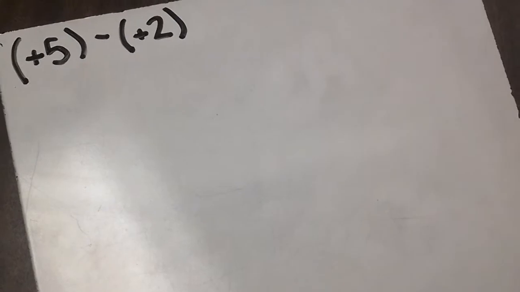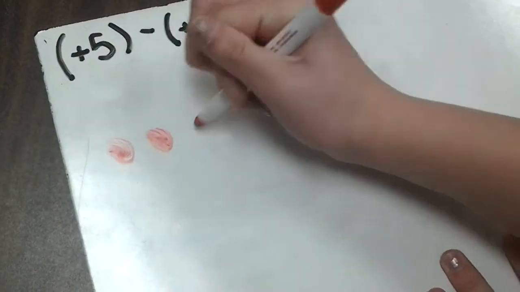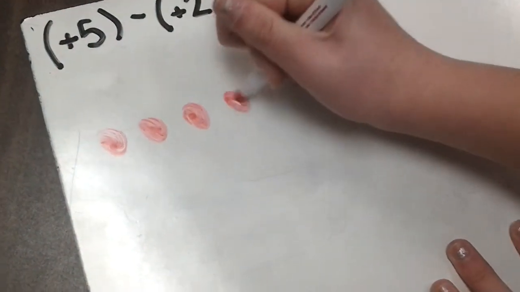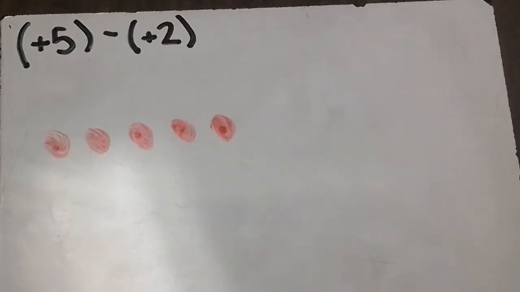I will start off with an example of subtracting two positive integers. Positive 5 subtract positive 2. You need to start off by drawing 5 positive counters. When you are finished, you subtract 2 positive counters. And you are left with positive 3.